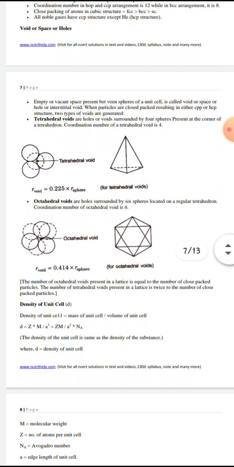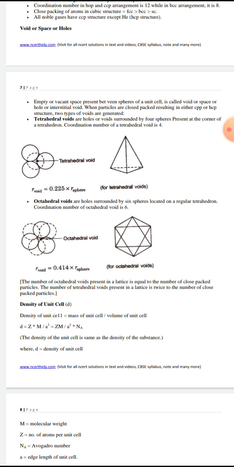And octahedral voids, the holes surrounded by 6 spheres located on a regular octahedron. The coordination number of an octahedral void is 6. So 6 here, see, 6 are there.